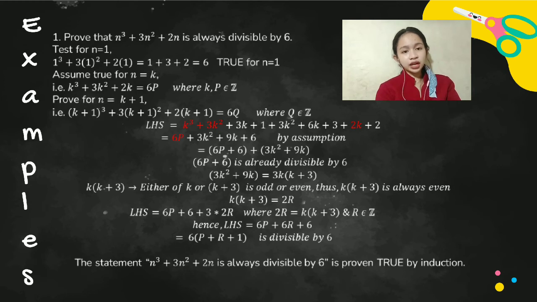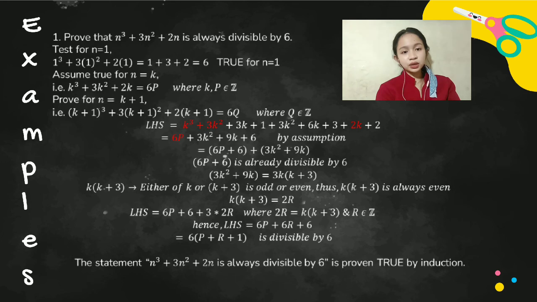So test for n equals 1. 1 raised to 3 plus 3 times 1 squared plus 2 times 1 is equal to 1 plus 3 plus 2 is equal to 6. So true for n equals 1. Now, let's assume true for n equals k, such as k raised to 3 plus 3k squared plus 2k equals 6p. Let's use p, where p is an element of Z.